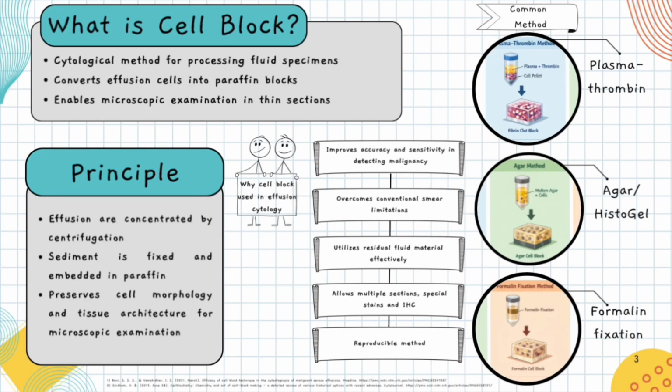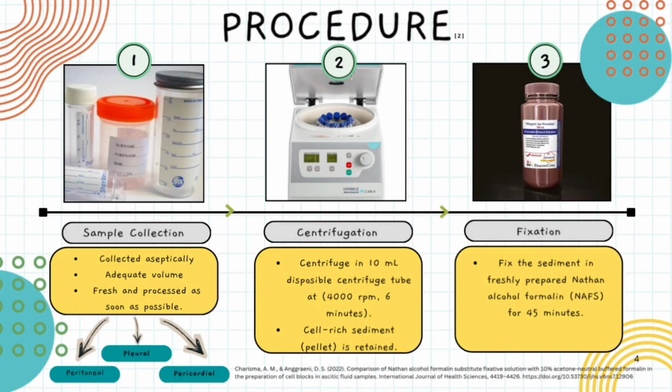The common methods used for cell block preparation include the plasma thrombin method, agar or histogel method, and formalin fixation method. Next, I will explain the procedure of this cell block technique.